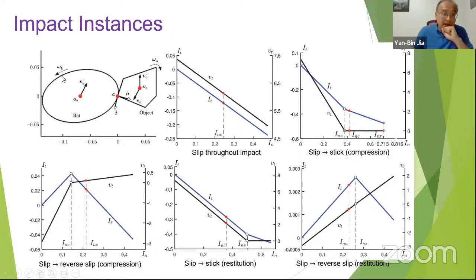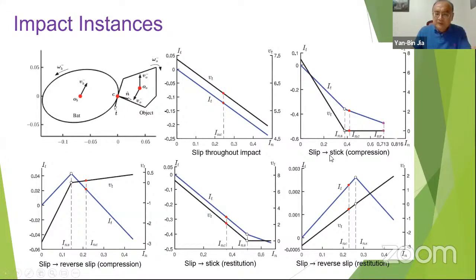If you imagine this bat as an ellipsoidal object, and the object is this pentagon, then by adjusting the coefficient of contact friction and changing the other parameters slightly, we can generate all possible scenarios. These 5 are all the possible scenarios. The first scenario is that the contact slips throughout the impact. You see the impulse here, and on the right, the contact velocity. They are all linear, straight lines.